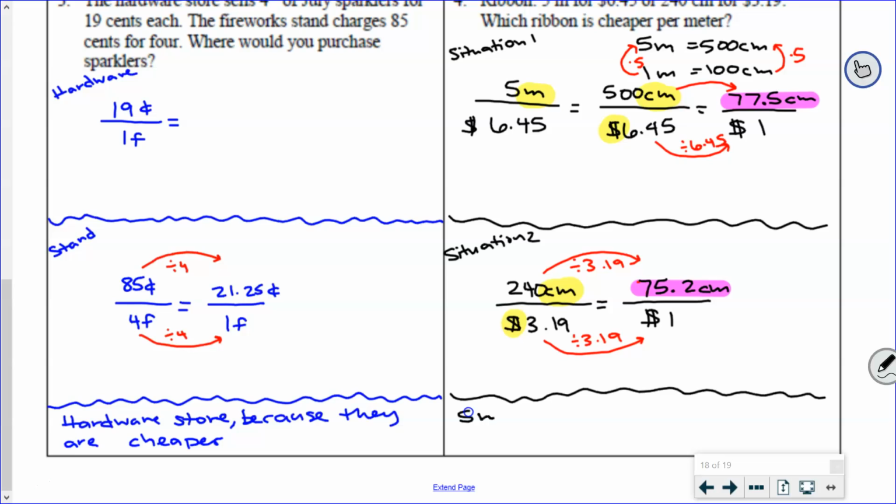So I would buy the 5 meters of ribbon instead of the 240 centimeters of ribbon, because it is a cheaper price. In other words, I'm getting more ribbon for $1 than I am here. That's how I know it's a cheaper price.